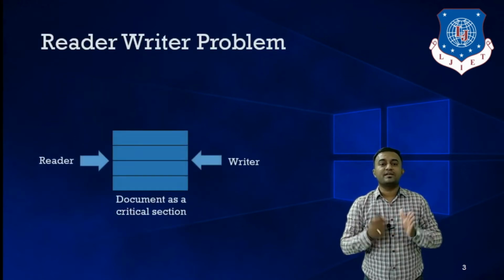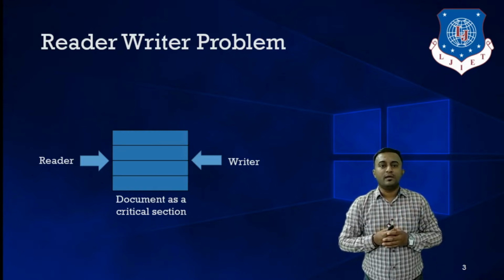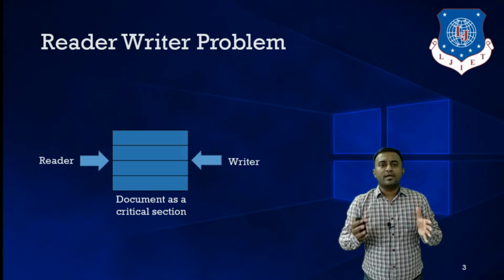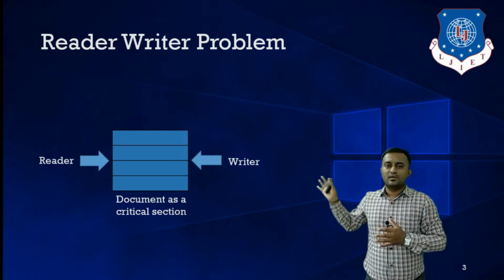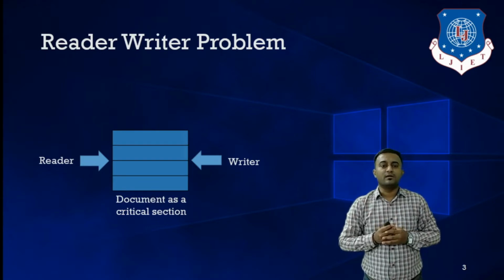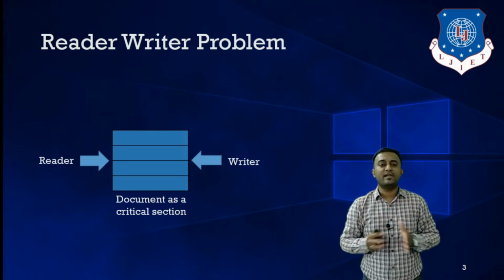As far as the reader-writer problem is concerned, as I told you, it is a classical process synchronization problem. When we are talking about multi-programming, in which more than one process is ready for execution and waiting for resources for execution. In the case of the reader-writer problem, let us discuss it with the help of this figure, in which we have a shared document, a shared text file, and that would be considered as a critical section.